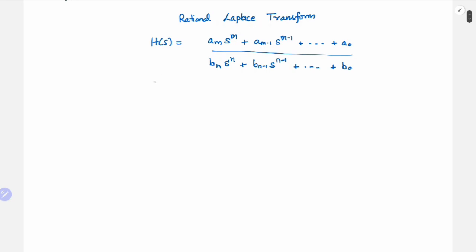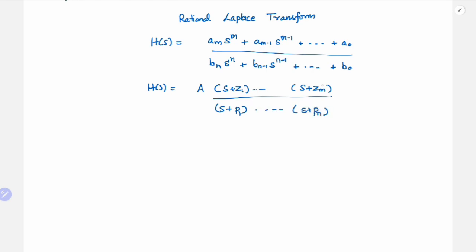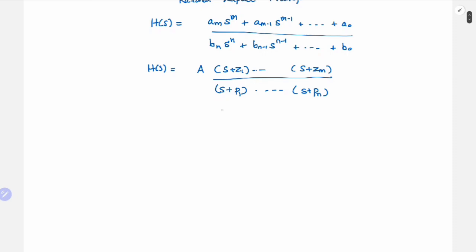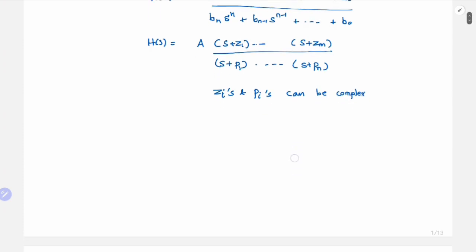Right? Now I can also rewrite it in the form of poles and zeros. So I'll have a constant term and then zeros, (s + z1) and so on up to (s + zm), divided by (s + p1) and so on up to (s + pn), because you will have m zeros and n poles depending on the degree. In this case, my zi's and pi's can be complex, right? Because we have given only single poles.